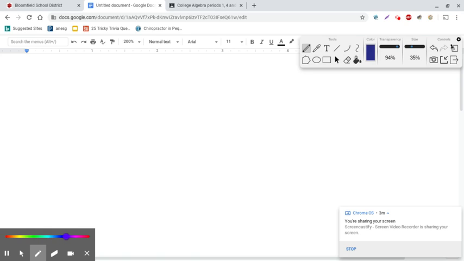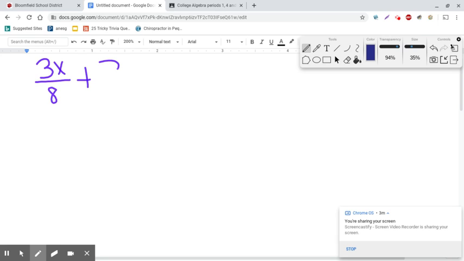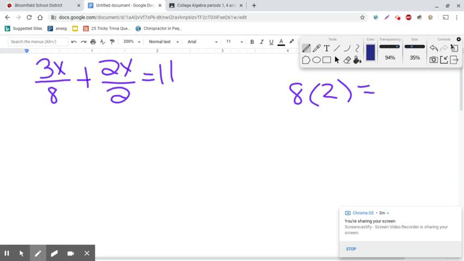Example 2, we're going to have 3x over 8 plus 2x over 2 equals 11. All right, so let's look at those two denominators. We have 8 and 2. We're going to multiply them, which gives us 16. So that just means we're multiplying everything by 16. Goes to the first part, the second part, and the third part.